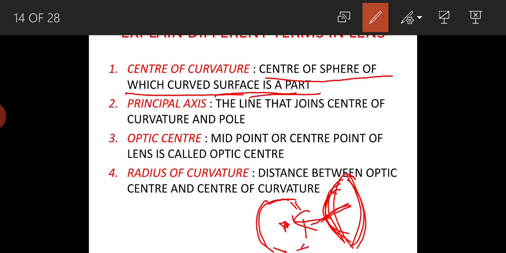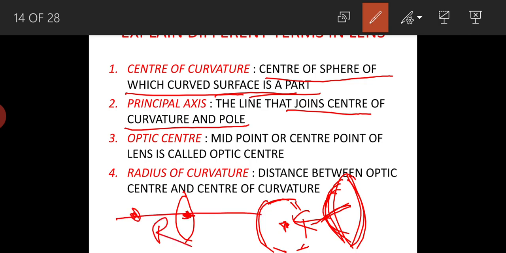Principal axis is the line that joins center of curvature and pole, or center of curvature and optic center. And optic center is nothing but the midpoint or center point of the lens. Radius of curvature is the distance between optic center and center of curvature, and radius of curvature is always equal to r = 2f.